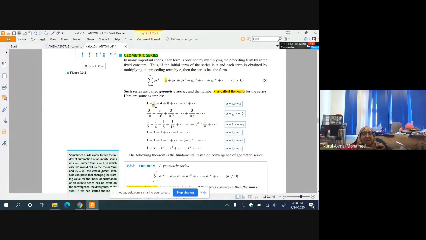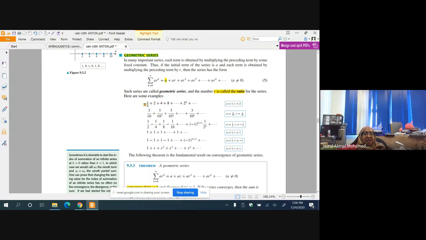If somehow 2 divided by 1 is equal to 2, but for the third term, let's say the value is 6, then 6 divided by 2 is equal to 3, which is not the same as the first one. The first one is 2 divided by 1, which gives you 2, but the second one is 6 divided by 2, which is 3.